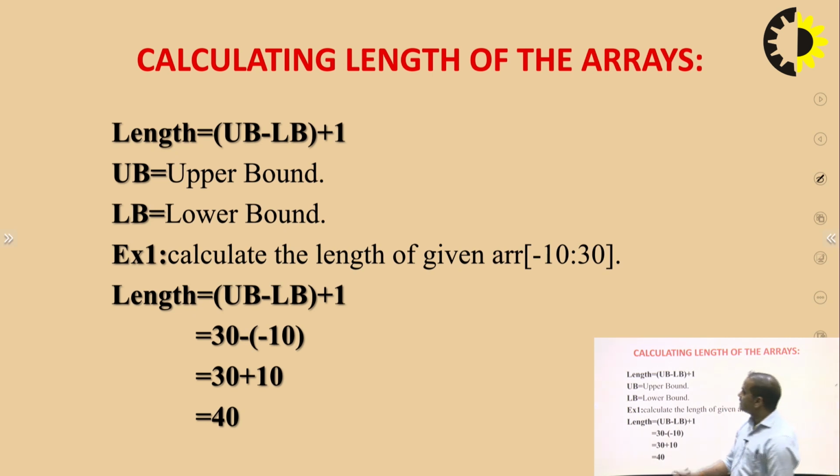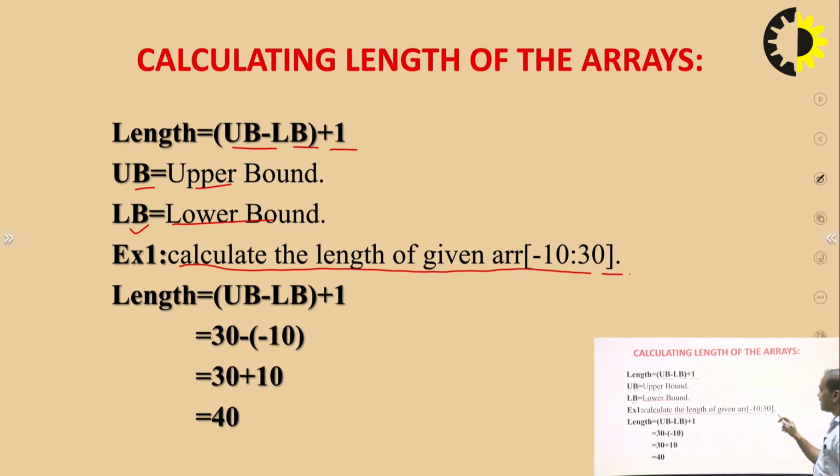Length of the array is upper bound minus lower bound plus 1. Here UB means upper bound, LB means lower bound. We have taken an example. Calculate the length of given array.